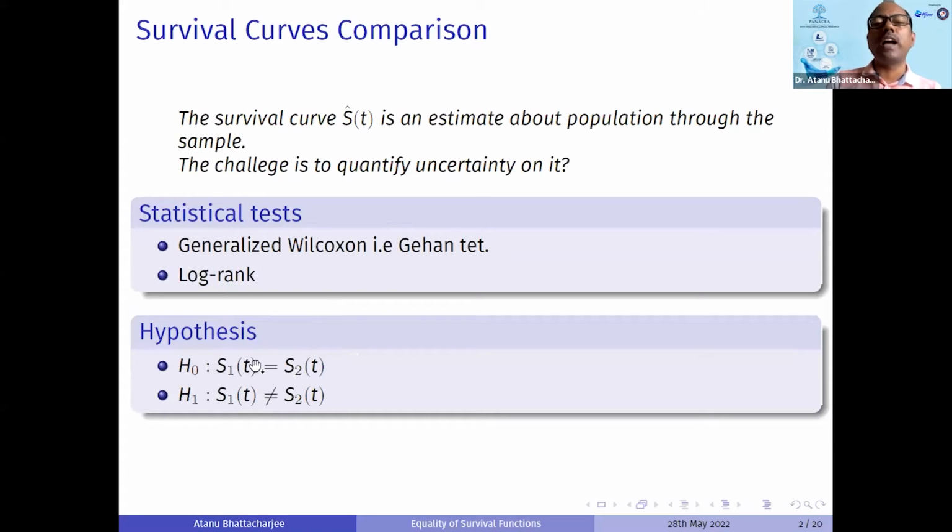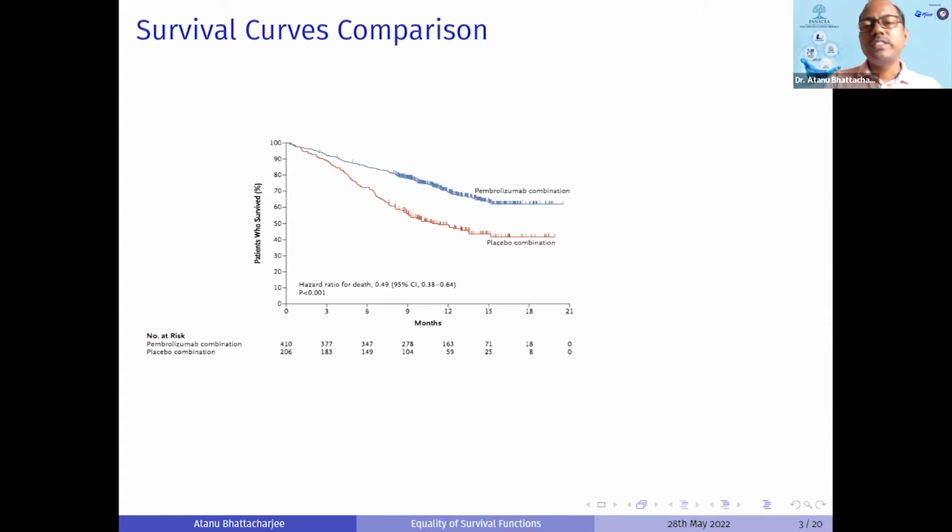So how to make the hypothesis, how to come to a conclusion, and how to make the interpretations over that. That's why the survival comparison is important, and it's not only this simple at one time point; overall, time point wise, you have to make the comparison. Now see, this is a curve.